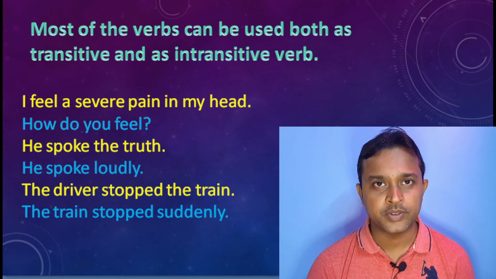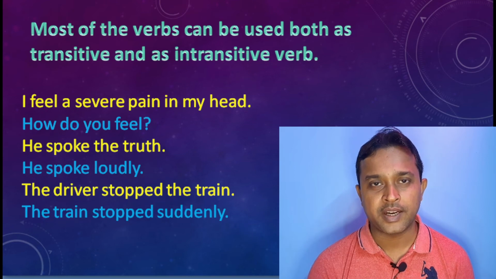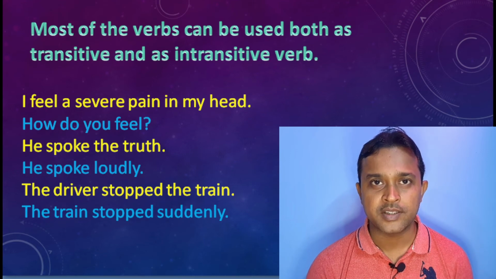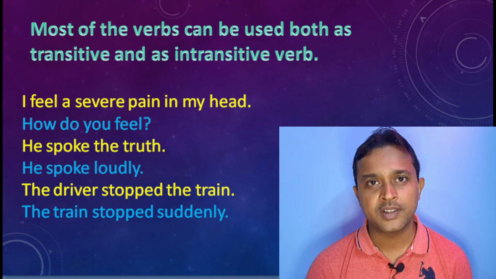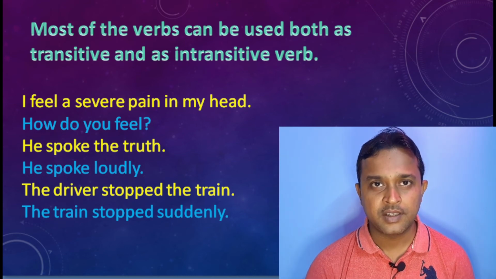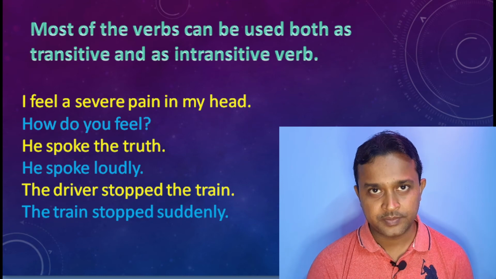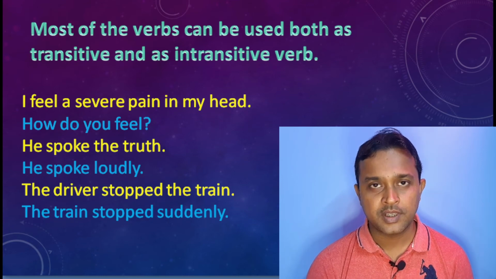He spoke the truth. Here, the verb spoke is followed by an object, the truth. He spoke loudly. Here, the verb is followed by an adverb, loudly. Therefore, the first one is a transitive verb, whereas the second one is an intransitive verb. The driver stopped the train and the train stopped suddenly. In the first example, the verb stopped is a transitive verb, and in the next example, the verb is an intransitive one.